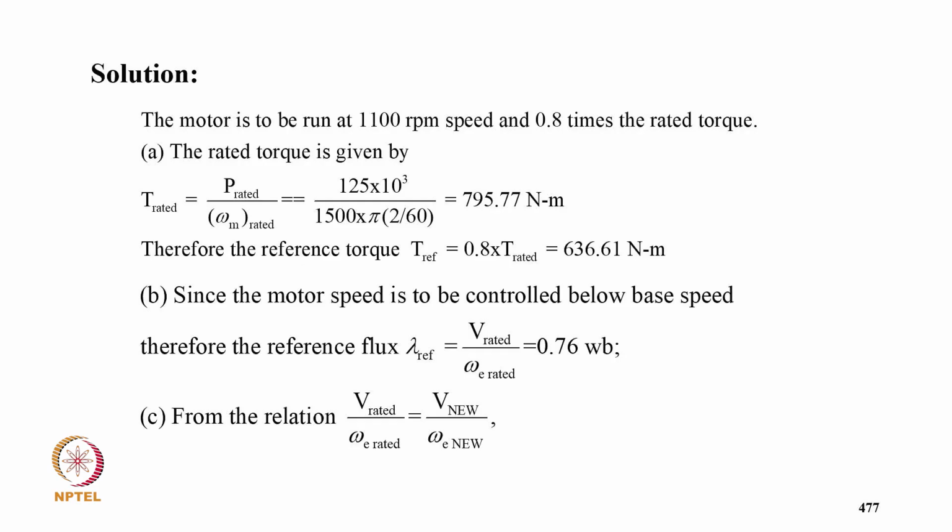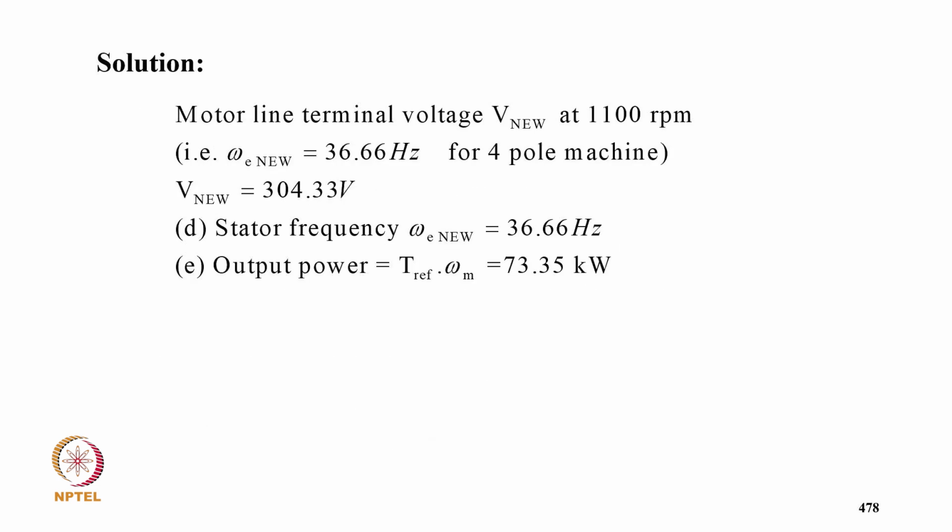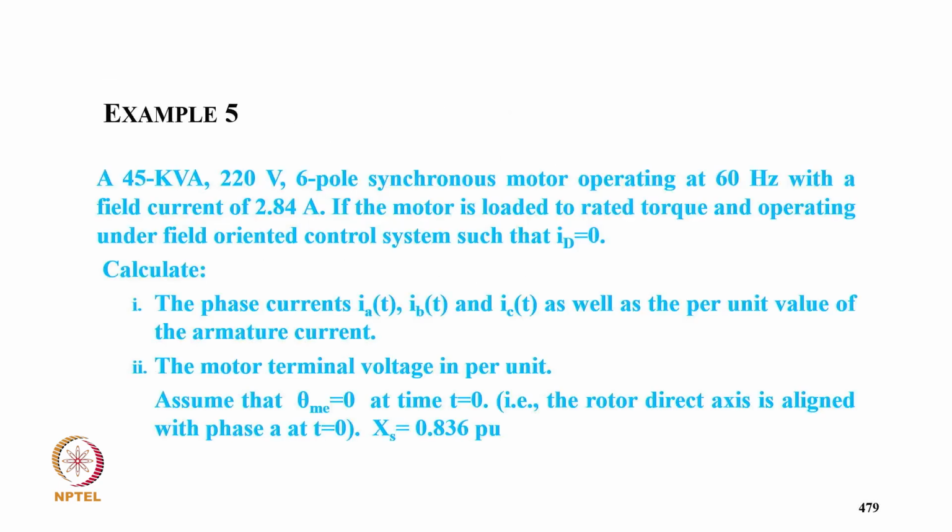Then the motor is controlled below base speed, therefore reference lambda is V rated upon omega E rated, 0.76 Weber, and from the relation E rated upon omega as V nu upon omega E nu, the motor terminal voltage at 1100 rpm is computed. Omega E nu is 33.66 hertz, and V nu equal to 304.22 volt, and stator frequency omega E reference is 36.6 hertz, and output power is T reference times omega, that is 73.35 kilowatt.